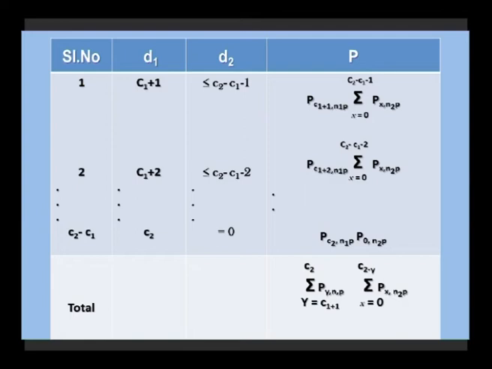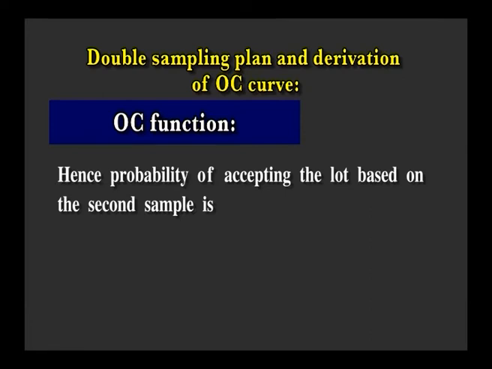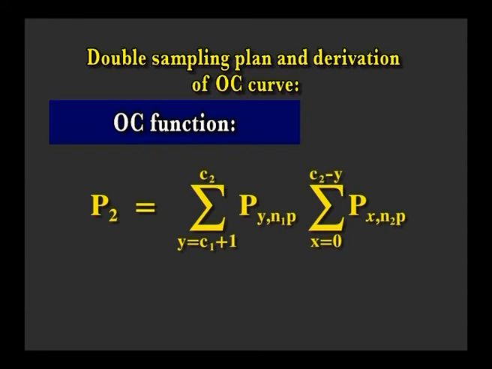When we sum all these probabilities, the probability function is given by summation y equals C1 plus 1 to C2 of P(y, n1p) times summation x equals 0 to C2 minus y of P(x, n2p). Hence, the probability of acceptance of the lot based on the second sample, P2, is equal to summation y equals C1 plus 1 to C2 of P(y, n1p) times summation x equals 0 to C2 minus y of P(x, n2p).